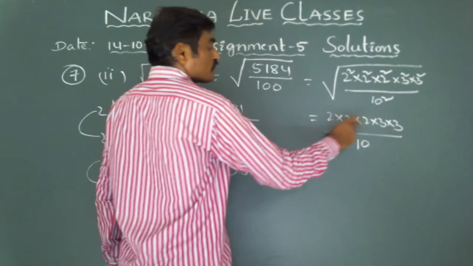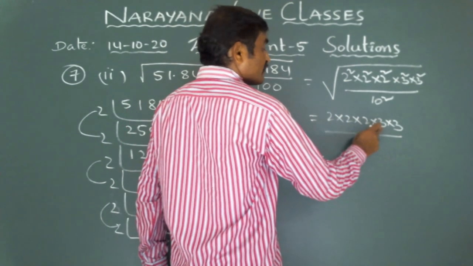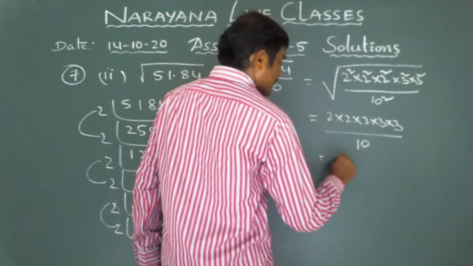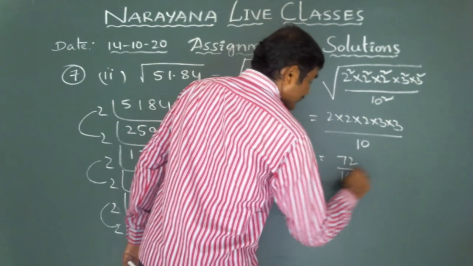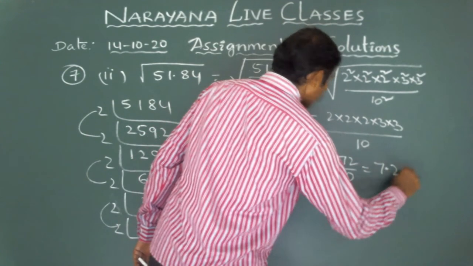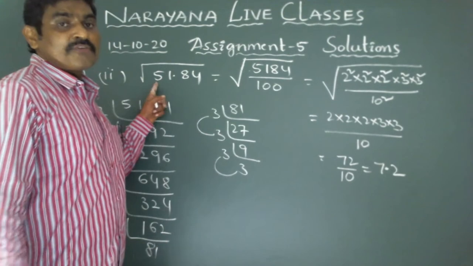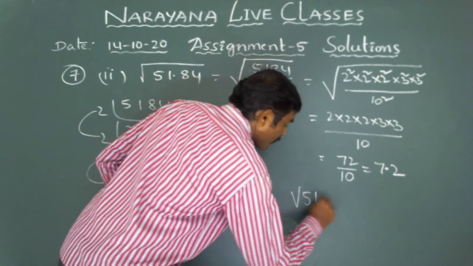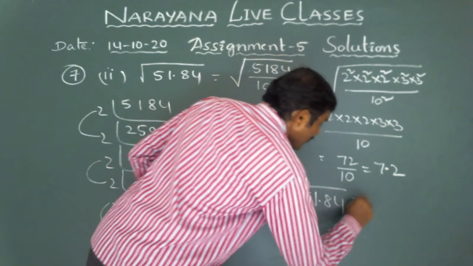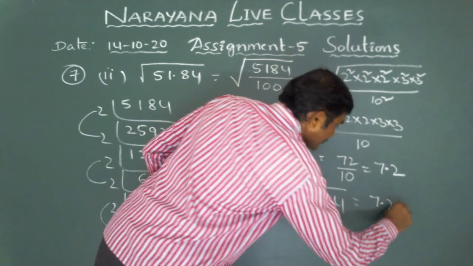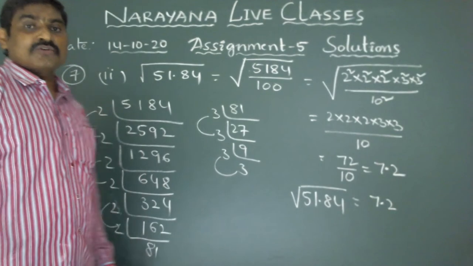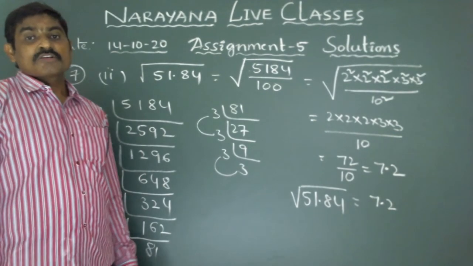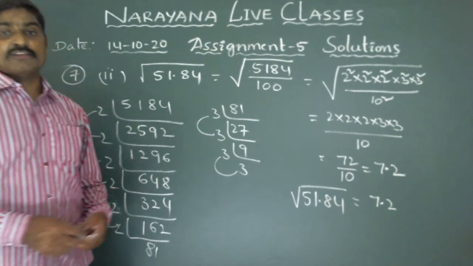2 2s are 4, 4 2s are 8, 8 3s are 24, 24 3s are 72. 72 by 10, nothing but 7.2. So the square root of 51.84 is equal to 7.2. Okay, so this is the square root of this number. So, let us move on to the eighth one.